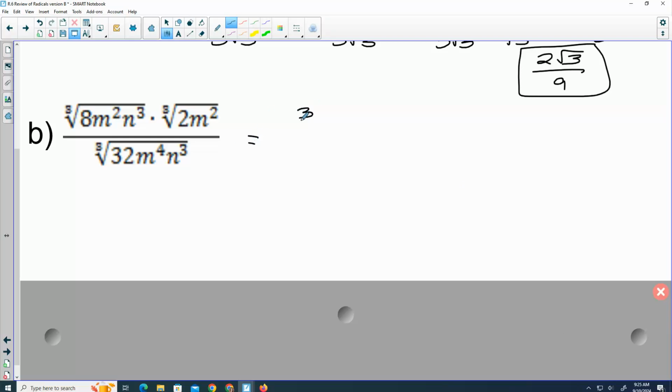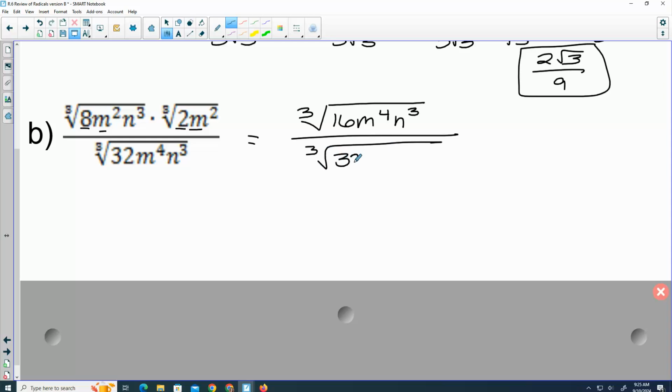So this is what we were working on yesterday. If you multiply those radicals, you multiply underneath, so 8 times 2 is 16. M squared times m squared is m to the 4th, m to the 3rd. Okay, on the bottom, we have a 32 m to the 4th n cubed. Now, you have a couple options here.